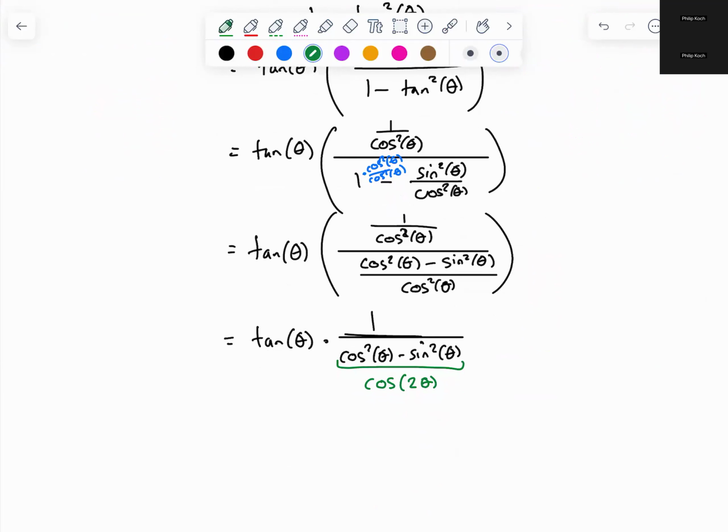And since that's 1 over cosine of 2 theta, that's equal to secant 2 theta. So this is equal to, at the end of the day, tangent theta, secant 2 theta. And we've proved it. Jake, and then do you have a question?